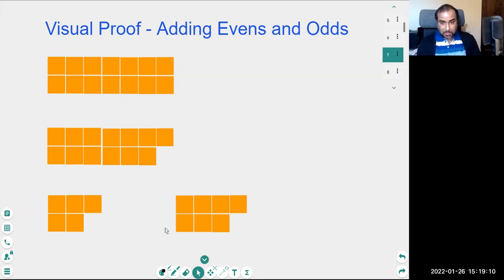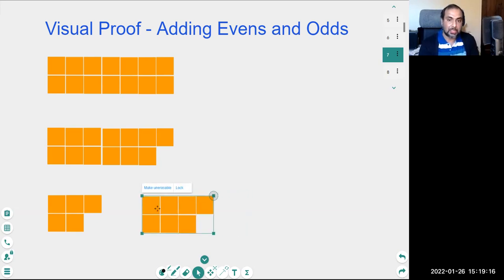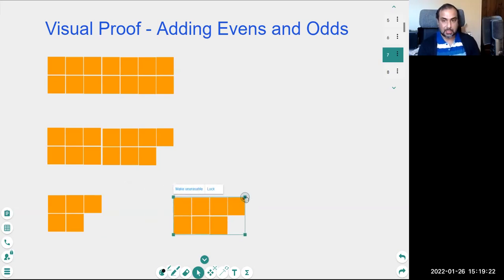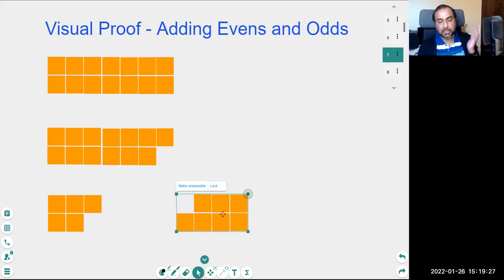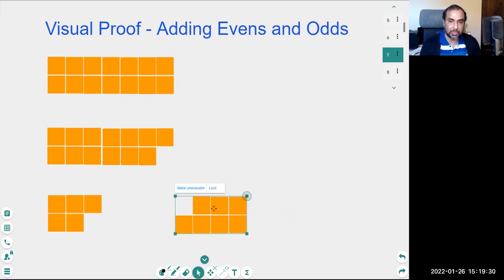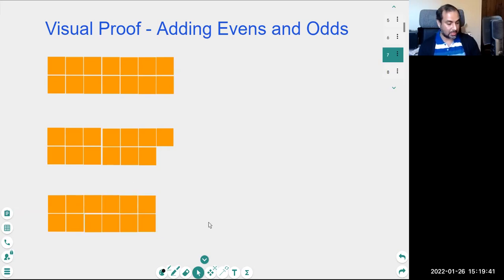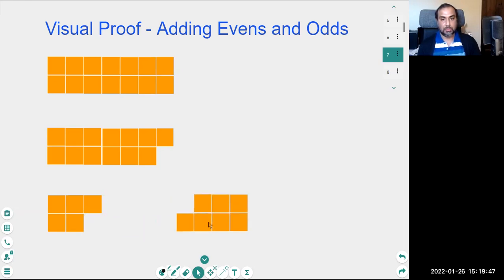Here's an odd number, it's got a sticky out bit. Here's another odd number, it's got another sticky out bit. So what happens when you push those together? Well, it's not exactly clear what happens there. So what I'm going to do is I'm just going to twist this around, sticky out bit in a different orientation, push them together, and look at that. They fit in beautifully. So any 2 odd numbers when added together gives you an even number.